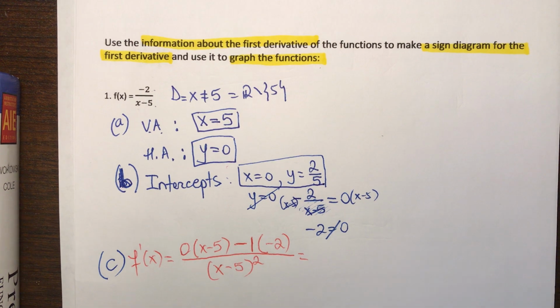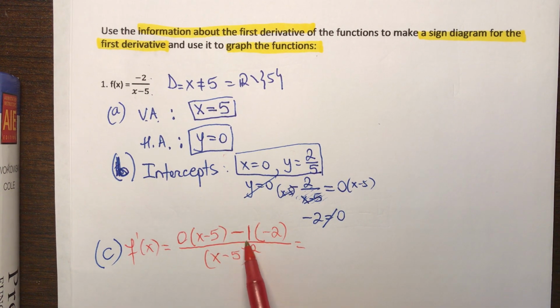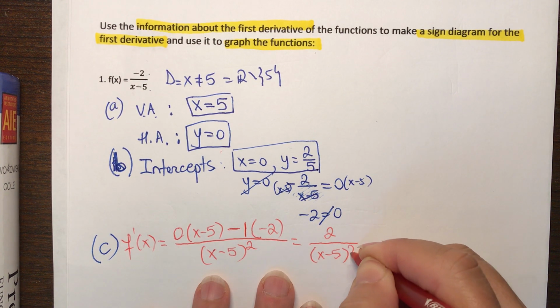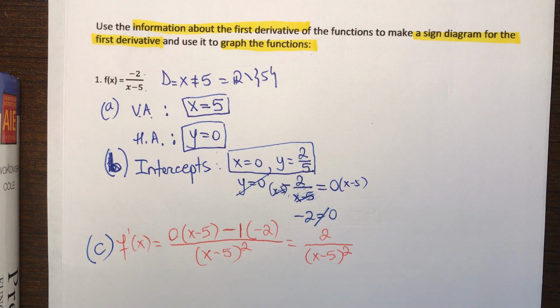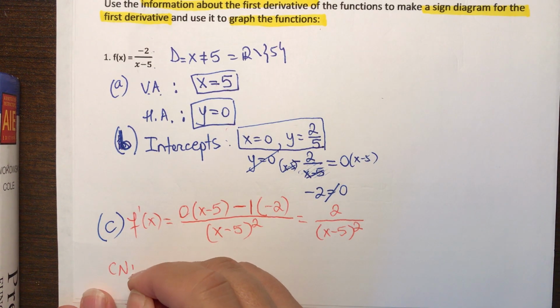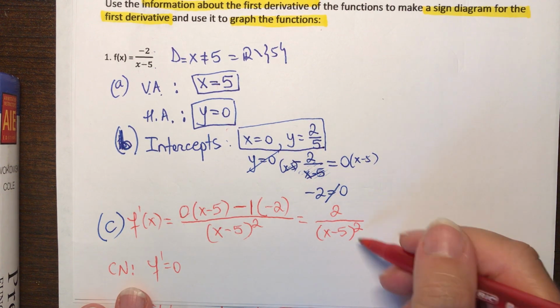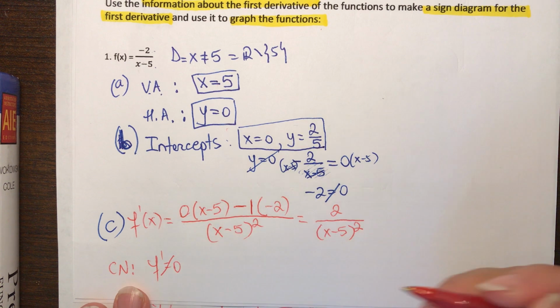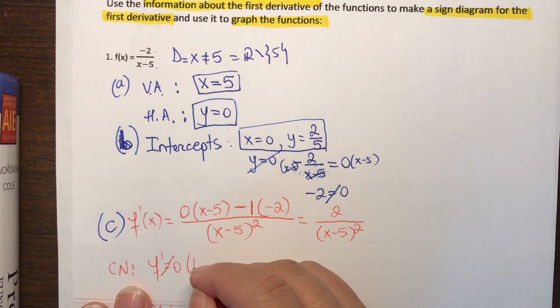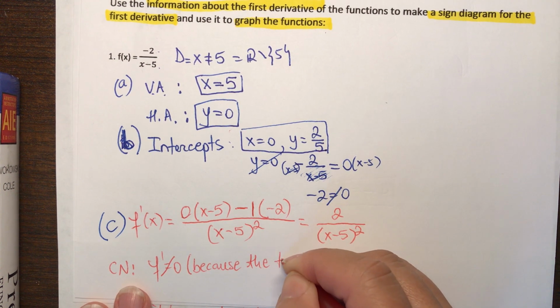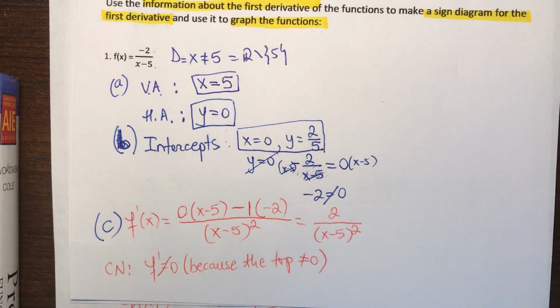Okay, so when I simplify this, that's a 0 - 1 times -2 is a +2 over x minus 5 squared. So what do I want to do? I want to find the critical numbers. What are the critical numbers? The critical numbers are where the derivative is equal to 0. Can this fraction equal 0? No, the fraction will never equal 0. Why? Because the top can never equal 0. The top is a 2, and 2 is 2, and that's the end of the story, yes?